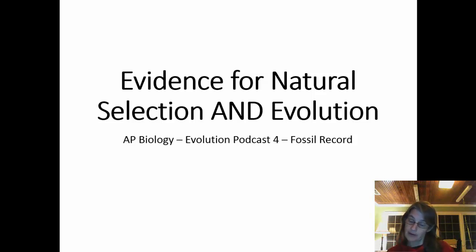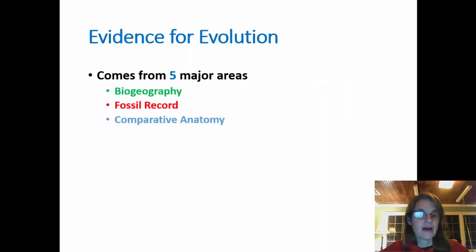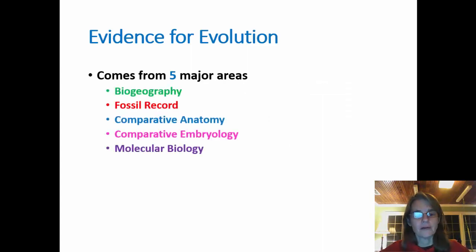Last time we looked at biogeography. Remember, none of these is taken individually of itself, but we're pulling from all these different areas together. They give us this massive body of evidence that evolution has actually occurred. Again, evidence, 5 major areas. We are looking in this podcast at the fossil record.